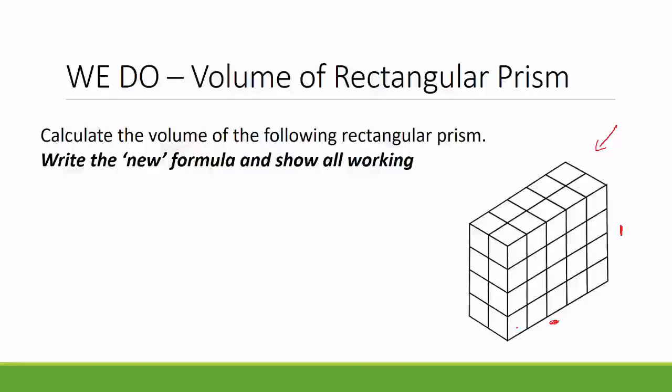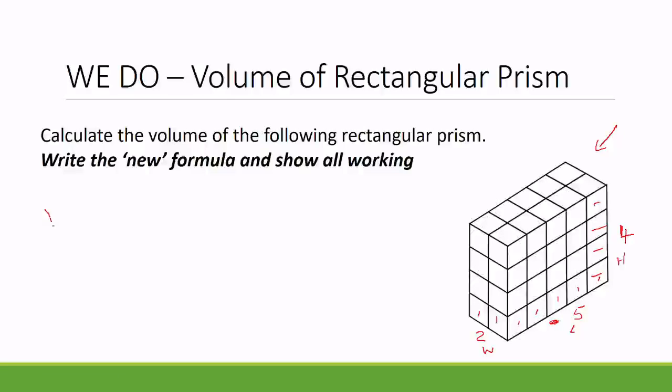So along the bottom, I've got 1, 2, 3, 4, 5 pieces along there. And I've got 1, 2 along the width. So that's kind of like my length and my width. Now, how tall is it? I've got 1, 2, 3, 4 layers. So I guess you could say my height is equal to 4.